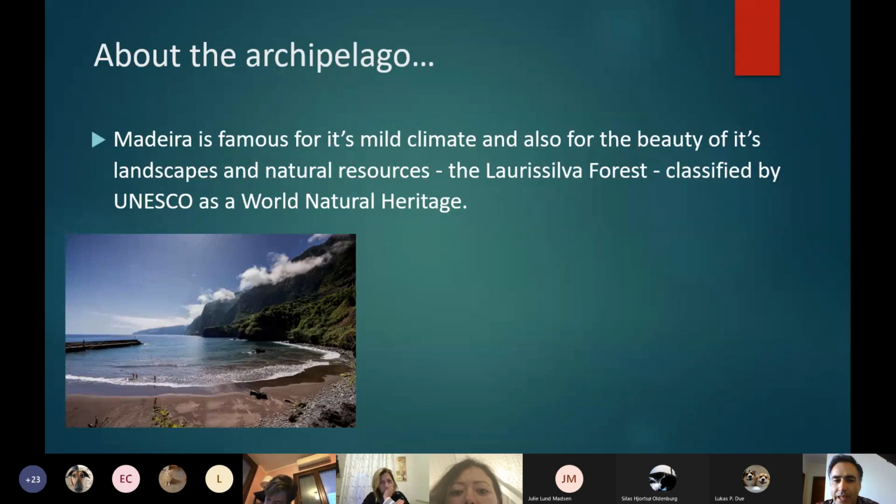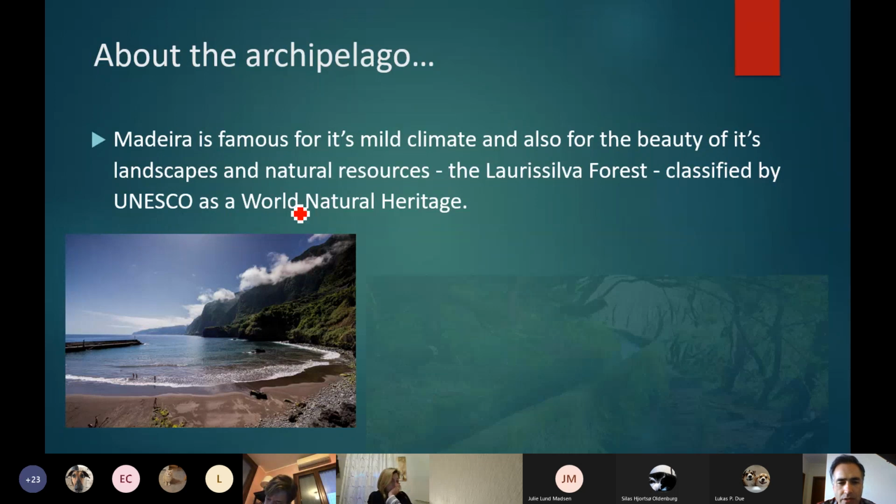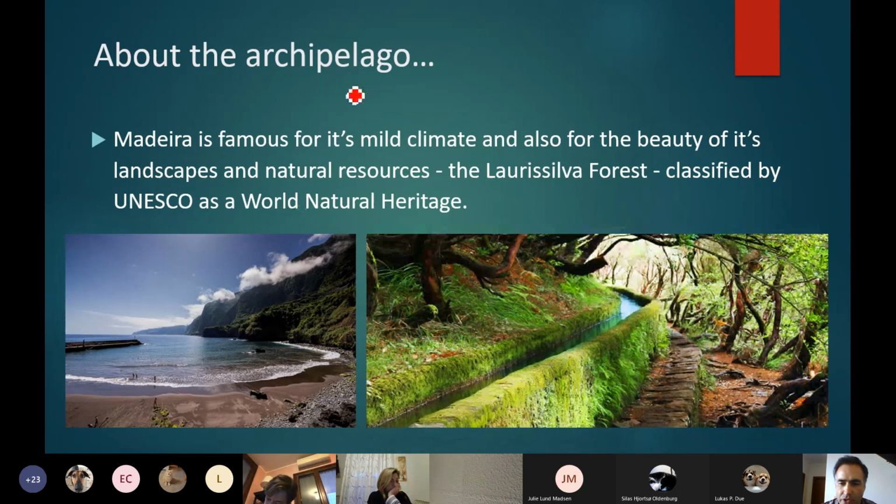Madeira has one of the most ancient forests in the world. It's called Laurisilva. It's classified as World Natural Heritage. This picture shows a part of it.